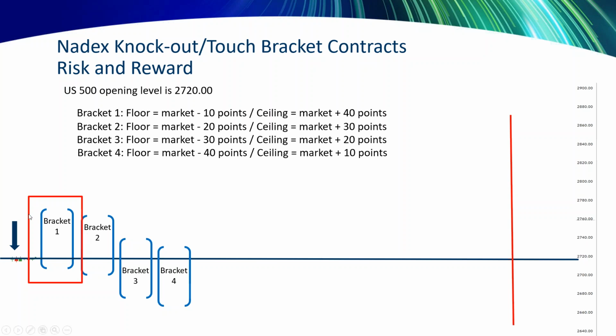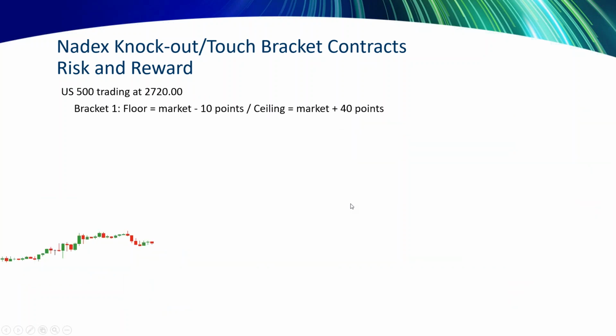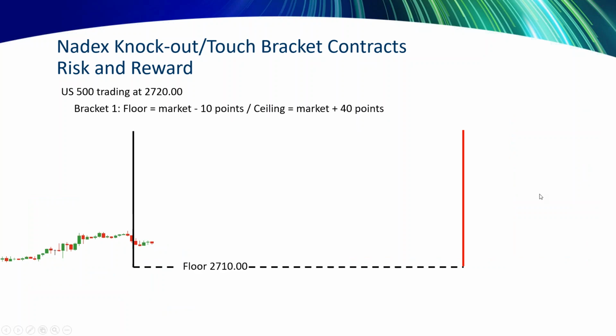All right, so let's focus on bracket number one and walk through the risk reward. There it is. So we've got bracket number one, right? We've got a start, we've got an end, that red line. We've got a floor, in this case 2710, and a ceiling of 2760. By the way, this is a $500 total value contract. So the range is 50 points. For the US 500, it ticks in 0.1. Each 0.1 is $1.